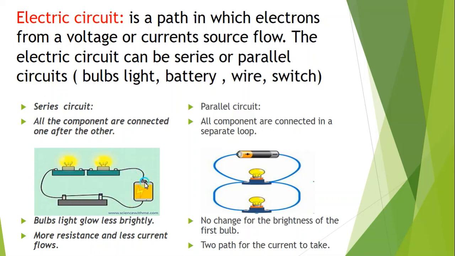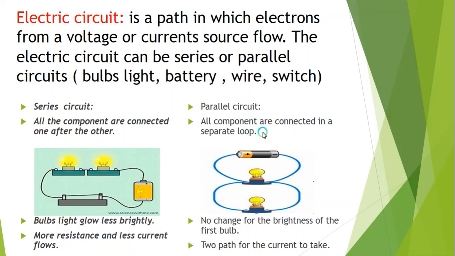So the electrons will pass from the battery to the first bulb and then to the second one, from one to another, and the bulbs glow less brightly. You know why? Because the battery is the source of the electrons. The electrons pass from the battery to the first bulb, and when they go to the second bulb, the intensity from the battery will reduce. So that's why the bulbs glow less brightly: there is more resistance and less current flow inside the series circuit.